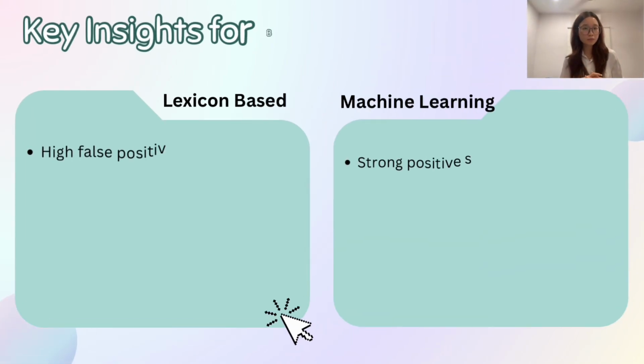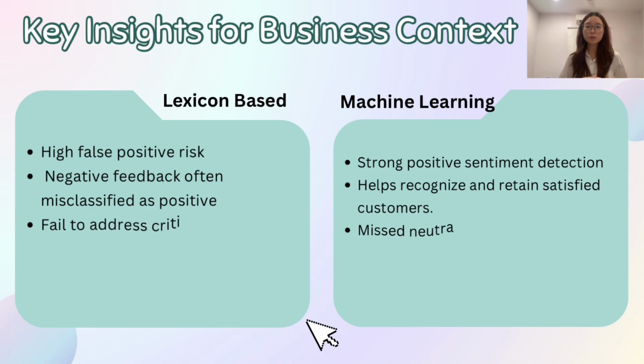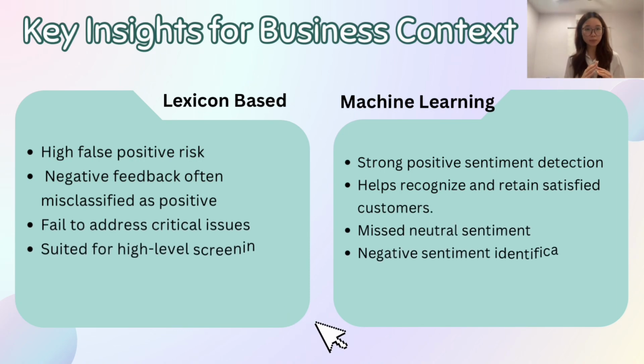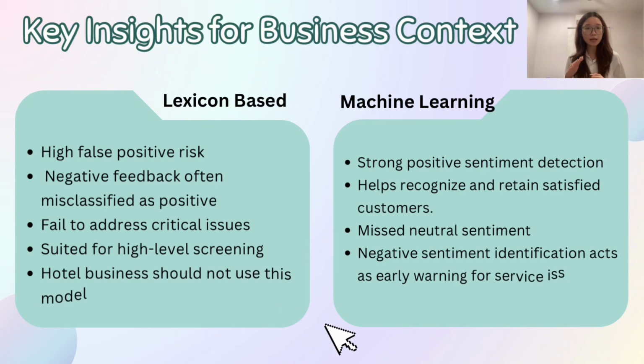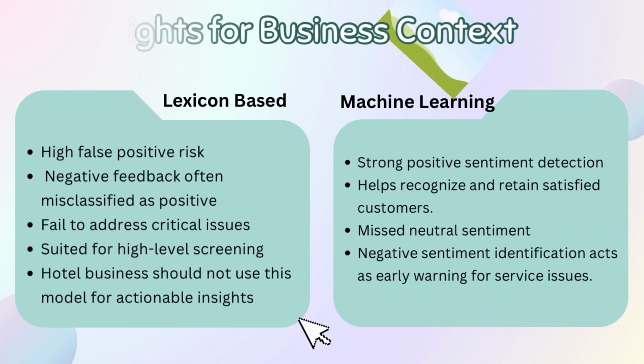From a hospitality perspective, the lexicon-based method, while suitable for high-level sentiment screening, is not reliable for actionable decision-making because the false positive risk is high, and negative feedback is often misclassified as positive. This could mislead hospitality businesses into overlooking service issues. Moreover, the machine learning model's strong positive detection helps recognize satisfied customers quickly, while identifying most negative feedback allows early interventions. However, the model will miss neutral sentiment. Enhancing neutral detection will further support targeted marketing and customer satisfaction efforts.